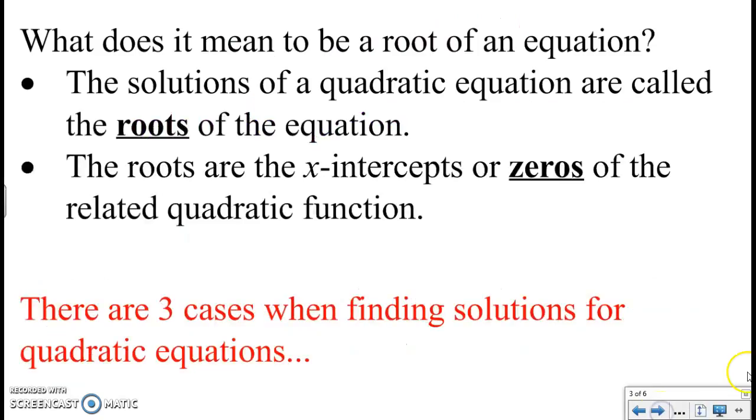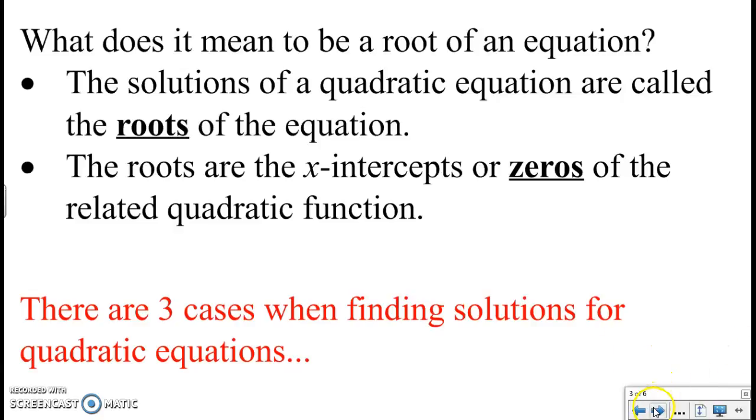So, some vocab first. What does it mean to be a root of an equation? The solutions of a quadratic equation are called the roots of the equation. They're also called solutions, and they're related to the x-intercepts, or the zeros, of the quadratic function on the graph. We will use those four terms interchangeably: solutions, roots, zeros, x-intercepts. So make sure you know that they all mean the same thing when we're talking about quadratic equations.